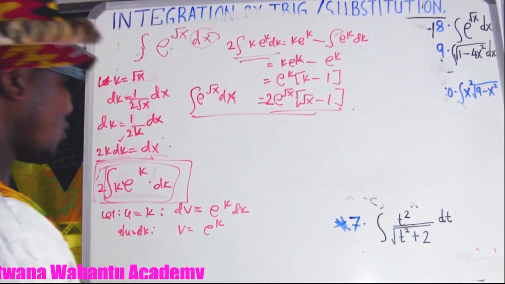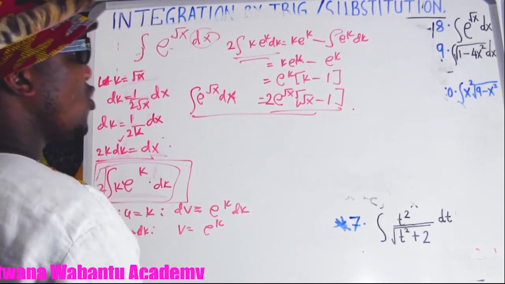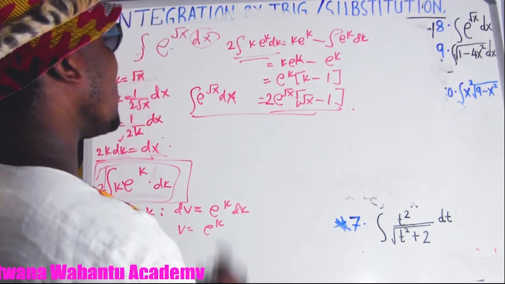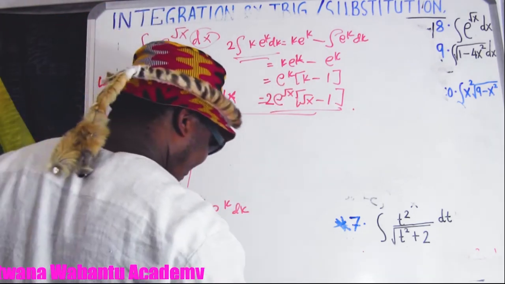Now let's go to question number 9. Question number 9 is easy. And we know for a fact that's gonna be sine, because number minus whatever you have.